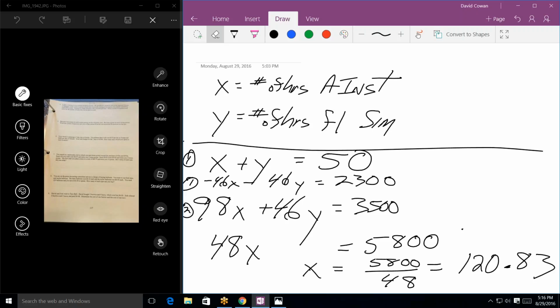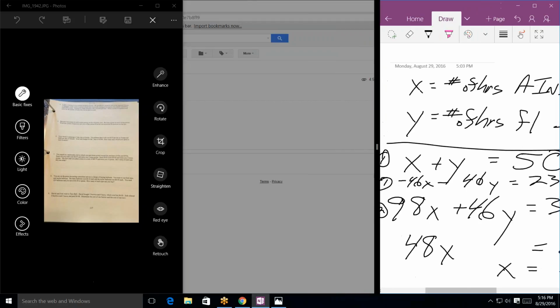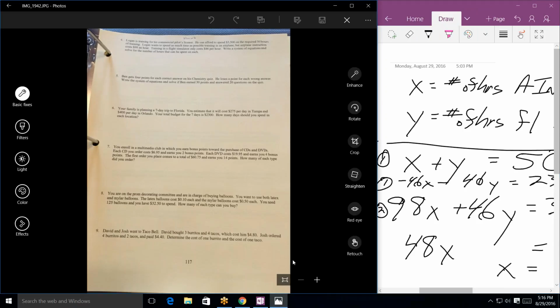Well, what's the problem here? We're going to get a minus. Hmm. What in the world did we do wrong? Oh, man. Let me blow this up again and reread the problem.